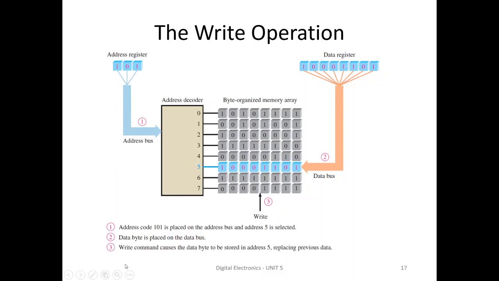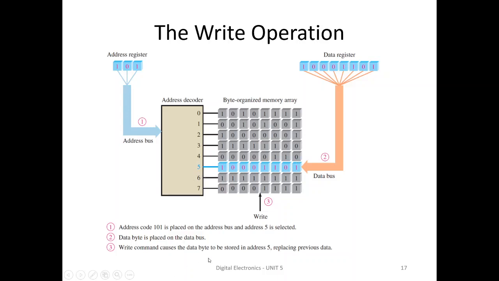5 is selected, right? So then the data byte is placed on the data bus. Once the decoder has decoded where exactly the data has to be written, in this one, you can see 101 and a 5 has been decoded and selected. So the location is selected, then the data byte is placed on the data bus. Whatever data I want to store in this particular location is sent there, 1000 respectively. This is stored in this particular location.